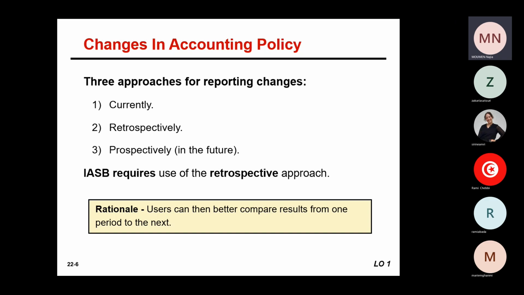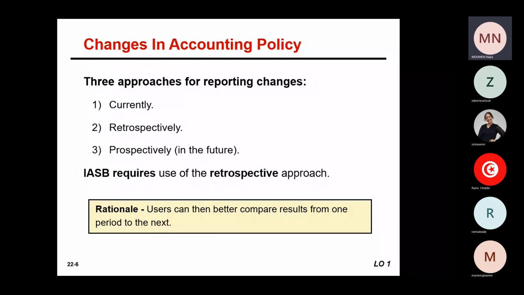So for a change in accounting policies, the requirement based on IFRS is straightforward, okay? It's clear cut. We need to use the retrospective approach. You don't actually have a choice. You are obliged. That's a requirement when you make any changes in your accounting policies or accounting methods: you must use the retrospective approach. The rationale here is mostly the comparability issue, okay? So users can better compare results from one period to the next. So the income statement, for example, or the net income, won't be different.